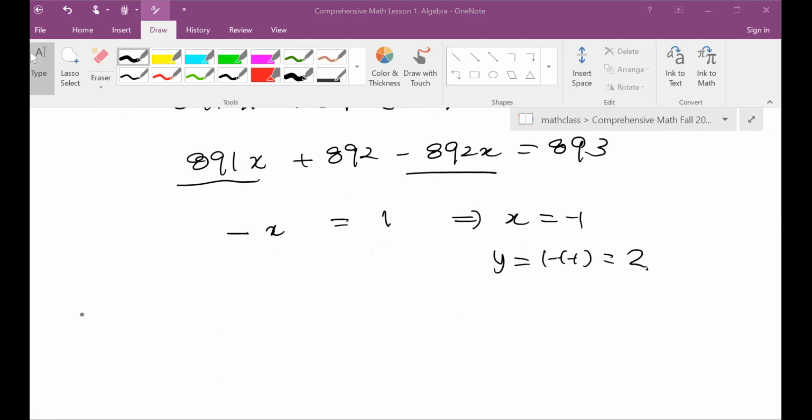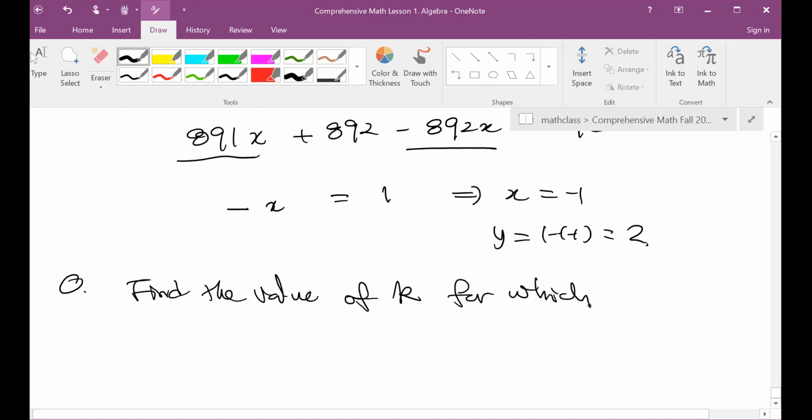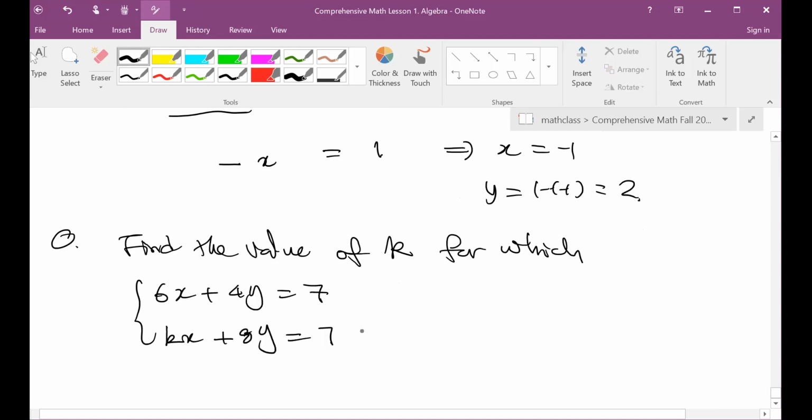Our next problem: find the value of k for which the two following equations have no common solution. That means 6x plus 4y equals 7, and kx plus 8y equals 7. This system has no common solution. Okay, so no solution. So there's no x, y satisfying both equations.